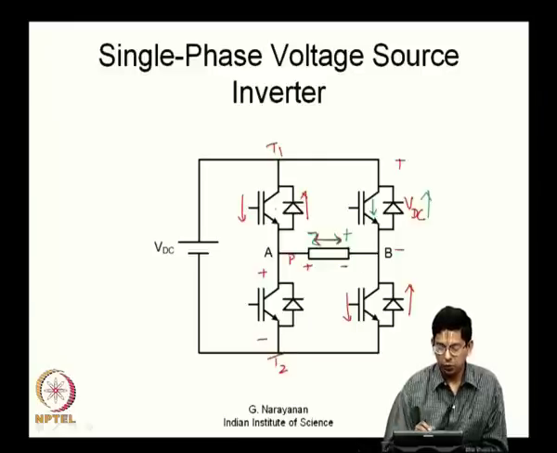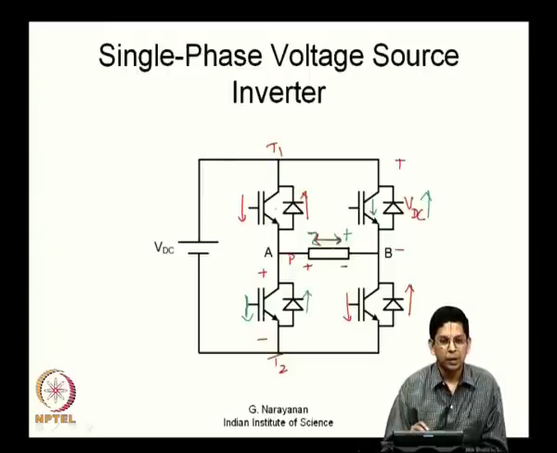Similarly, here also it depends on the direction of current. The transistor conducts in this direction, the diode conducts in the opposite direction. These are all bidirectional current switches with bidirectional conduction capability. Now, what happens to the other two switches which are blocking a potential?